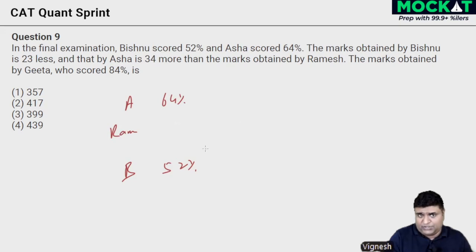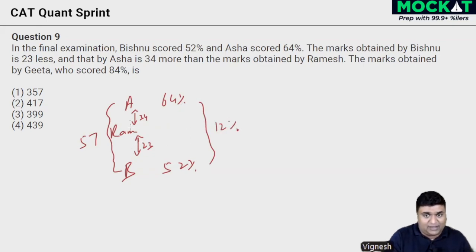And Ramesh over here is what? Marks obtained by Vishnu is 23 less than Ramesh. Vishnu is, this part is 23, okay? And Asha is 34 more than Ramesh. So Asha over here is 34 more than Ramesh. So what is the difference between A and B directly? 34 plus 23, which comes to 57. What is the difference between them in terms of percentage? Direct subtraction, 12%, right? The gap over here is 23, the gap over here is 34. The direct gap between A and B is going to be 57, the sum of these two.